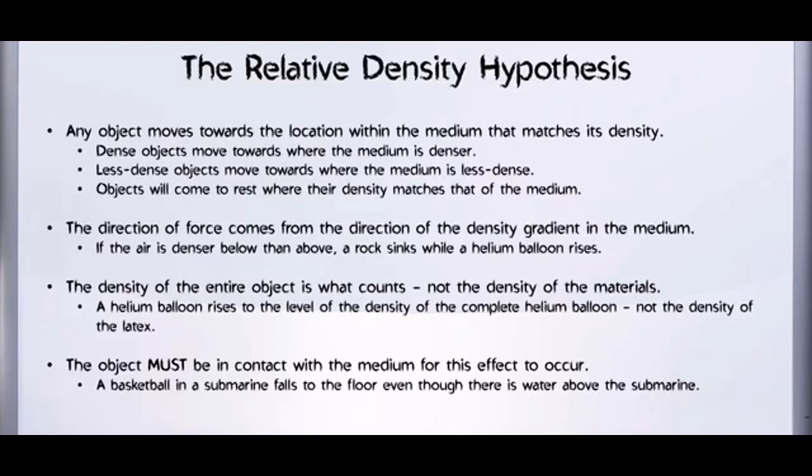So basically, in nature, the reason that more density is down and less density is up is because you've got a medium, and less dense is up and more dense is down. So that's kind of where the gradient comes from to begin with.